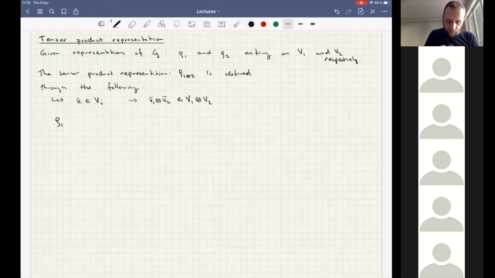So if I take rho 1 tensor rho 2 here, and I represent some group element A, and I act on this V1 tensor product V2, I define this to be the tensor product of the representations acting on the individual V1 and V2. So this is rho 1 of A acting on V1, and its tensor product with rho 2 of A acting on V2.